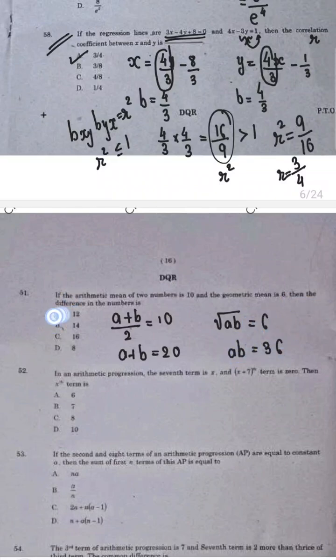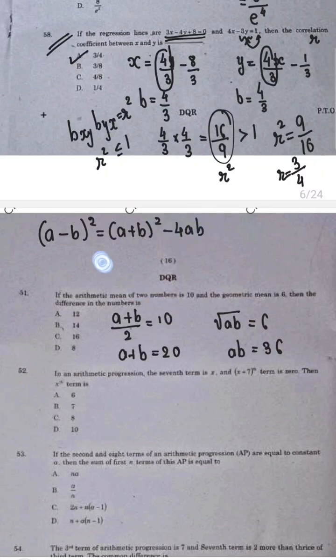What are they asking for? The difference between the numbers, so they are asking for a minus b. But we have a relation: a minus b the whole square is equal to a plus b the whole square minus 4ab. If I want a minus b the whole square, this is a plus b, which is 20 squared, minus 4 times a into b, which is 36.